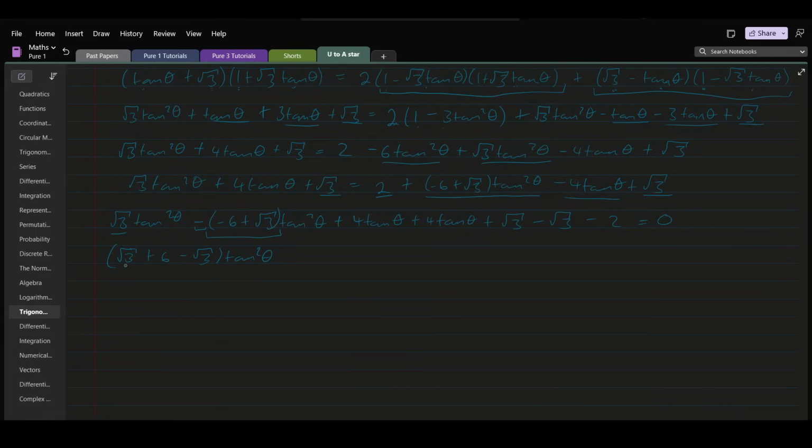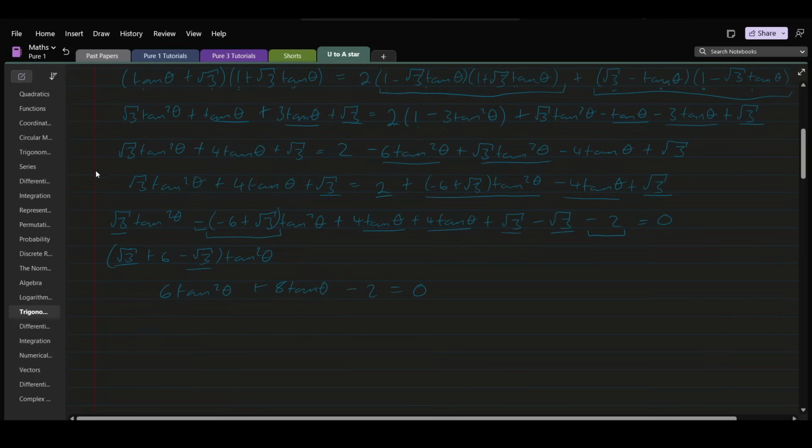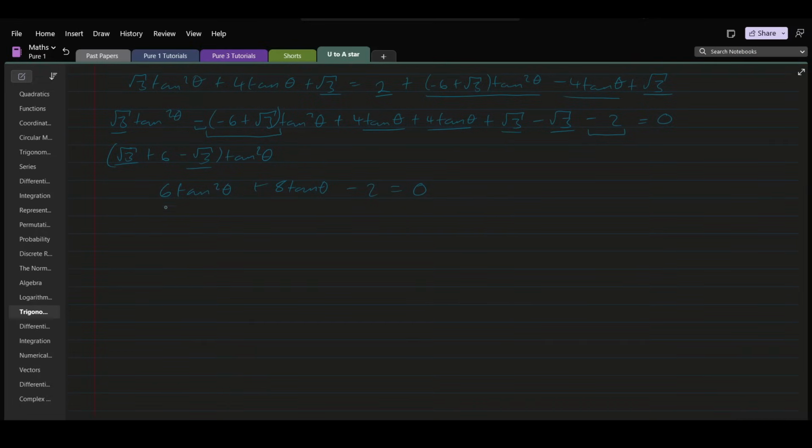So let's probably simplify that first. The root 3's will cancel out and you end up with 6 tan squared theta. And then we've got 4 tan theta plus 4 tan theta, that's 8 tan theta. And then root 3 minus root 3 will cancel out, so we end up with negative 2. And this is all equal to 0. Let's divide through by 2 to simplify our quadratic. It becomes 3 tan squared theta plus 4 tan theta minus 1 is equal to 0. And now we have our quadratic in terms of tan theta.